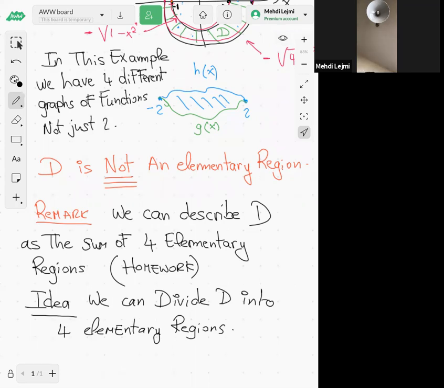Anyway, is there any question, guys? I can sketch for you the four different regions here, but it's up to you.